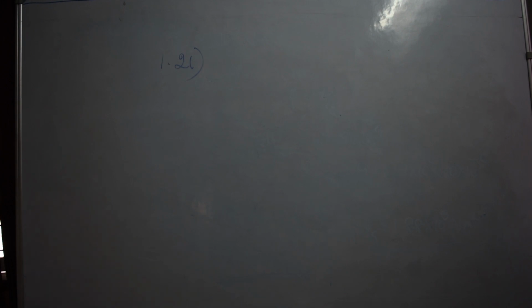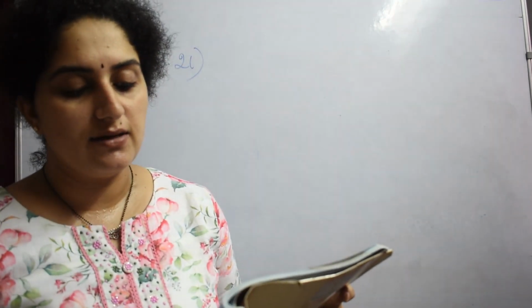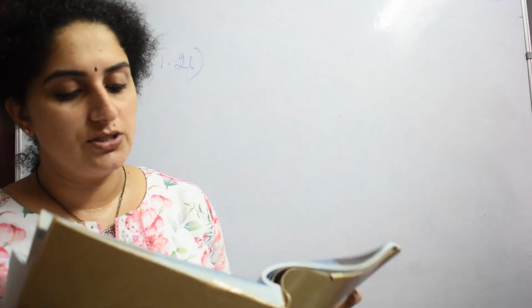1.21. The question goes like this. A conducting sphere of radius 10 centimeter has an unknown charge. If the electric field 20 centimeter from the center of the sphere is 1.5 into 10 to the power 3. So here see that radius is not important, but the distance where the electric field is counted is important. And it is radially inwards, okay?